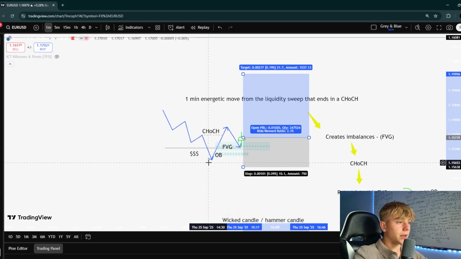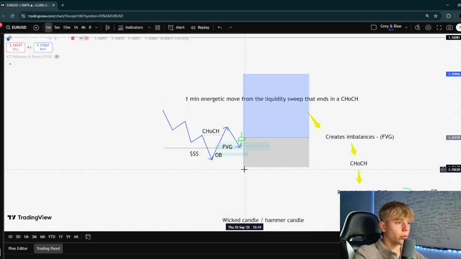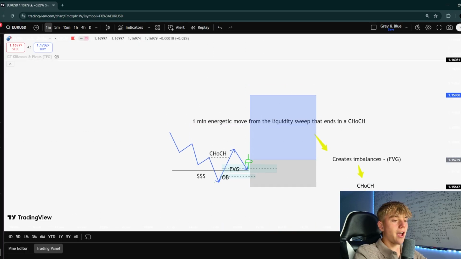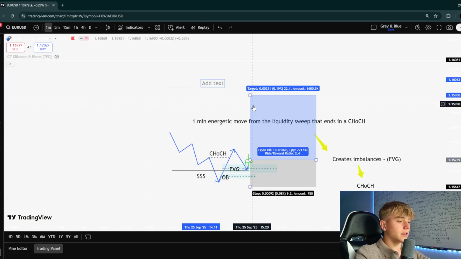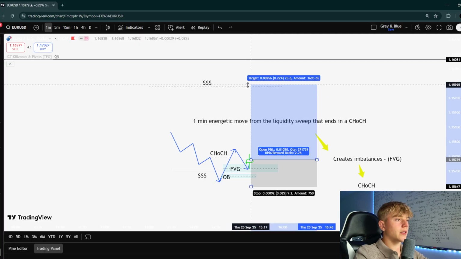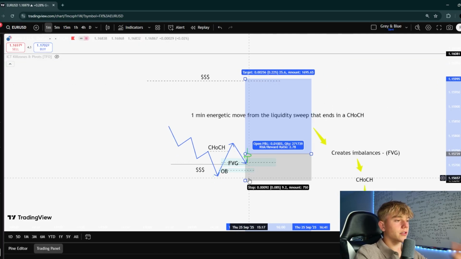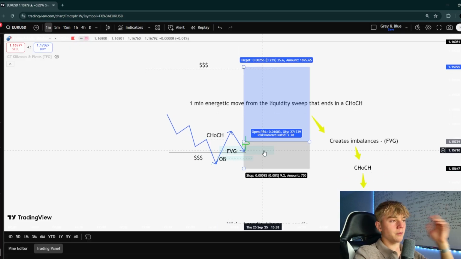Our stop loss would be just below the low of the liquidity sweep, and then we just target another major area of liquidity. So let's say price had a 1 hour area of liquidity up here, so we had resting liquidity above this high. We would then target this high, and we'd have a beautiful, let's say 1 to 3 risk to reward ratio trade. So that is our complete strategy.